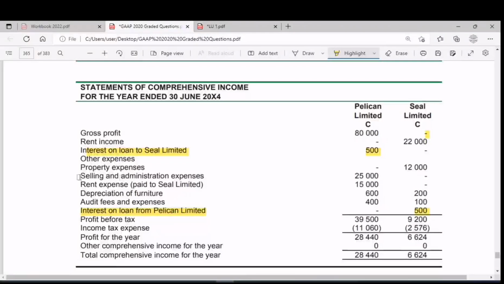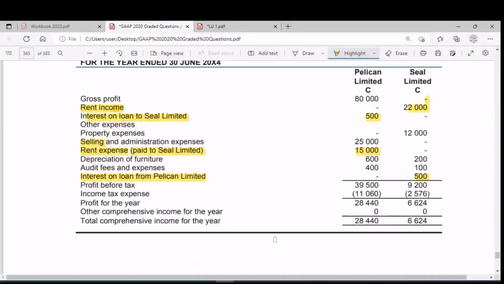Then all other expenses, property sibe no selling and administration expenses, sibe no rent expense. So rent expense paid to Seal. So uPelican ukhokhe i-rent ka 15,000 eyikhokhela uSeal. So ushuthi ngoba uSeal nje lapha eno rent income ka 22,000. Included in that 22,000 is 15,000 uqhamuka from Pelican. So because 15,000 uqhamuka from Pelican, that must be eliminated. All the transactions enzakala within the group must be eliminated. Once you have a principle, you will always get this right. Okay, the answer is a total profit for the year, no total comprehensive income back on.